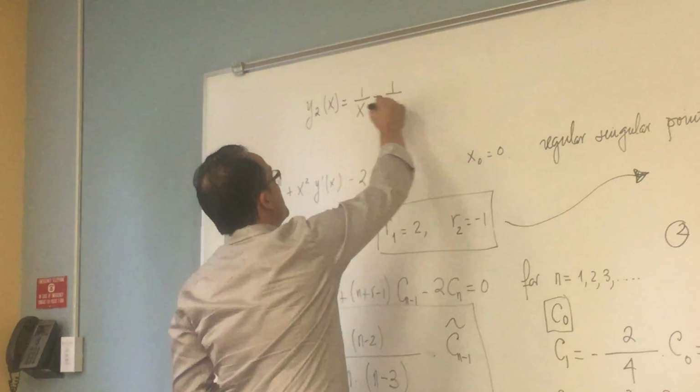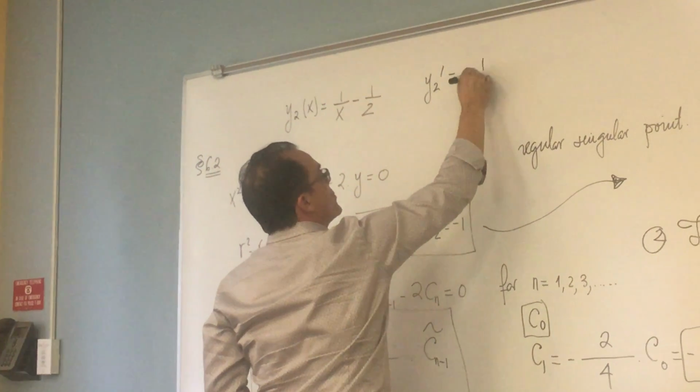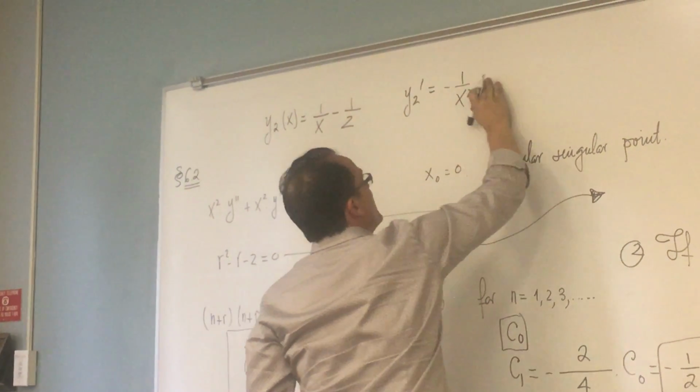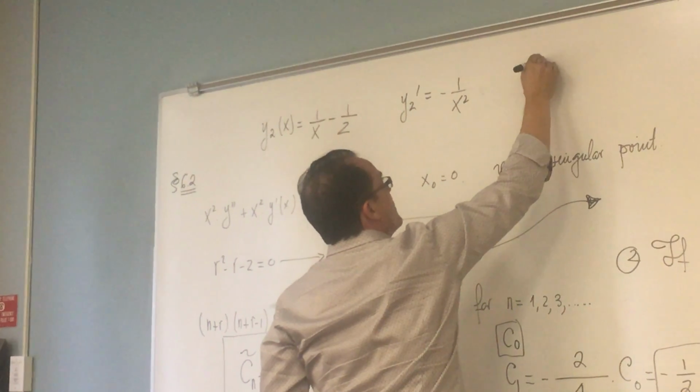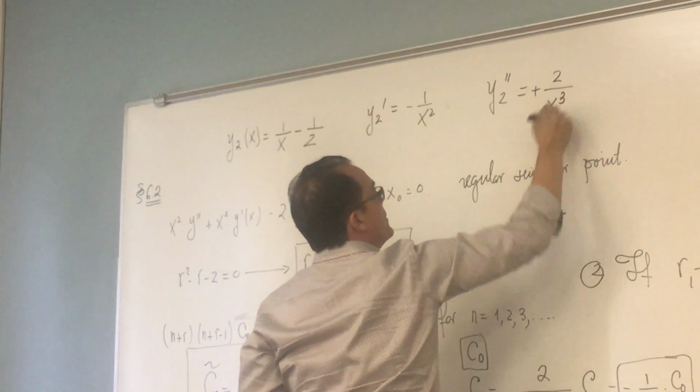It's simple, right? What is the first derivative? Constant, minus 1 over x squared. What's the next derivative, the second? Plus 2 over x cubed.